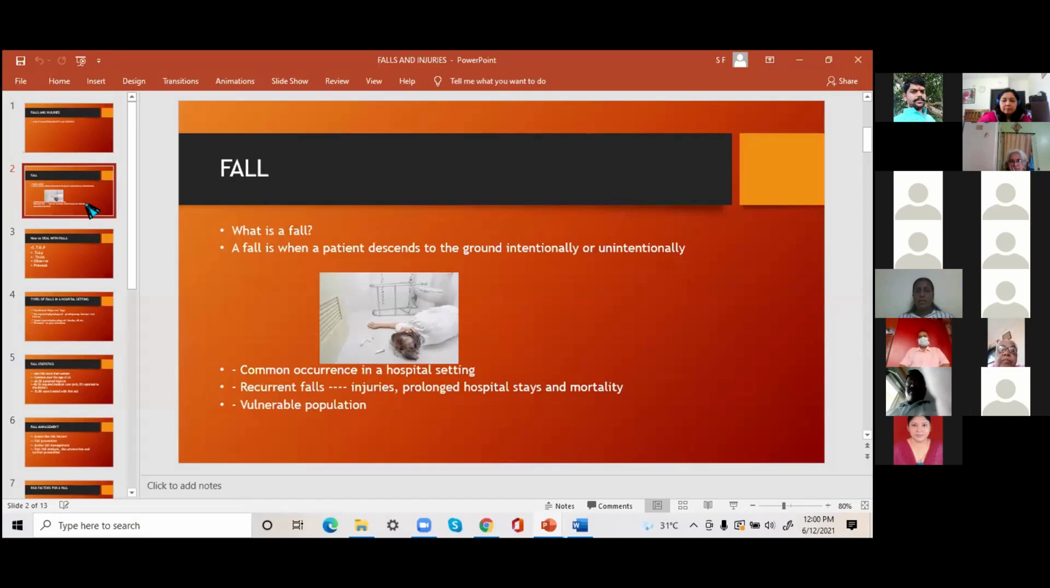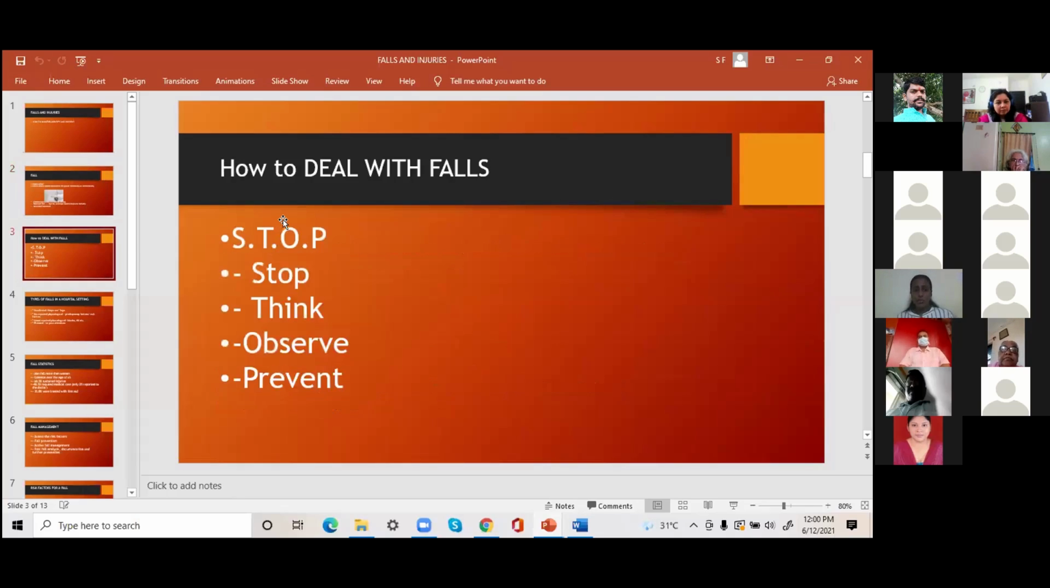What happens when there's a recurrent fall? The patient sustains injuries, it delays the hospital stay, and increases morbidity and mortality. Talking about the vulnerable population for falls, it is mostly the elderly and the children compared to the other age groups. Now, how to deal with falls?